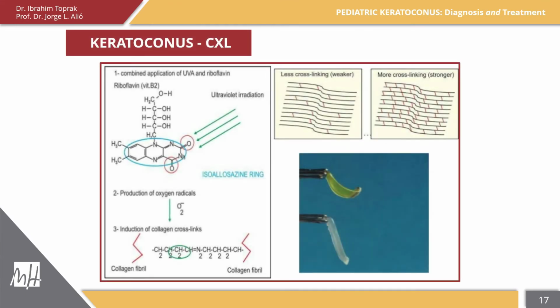What is the mechanism of action of this procedure? Combined application of UVA and riboflavin causes production of oxygen radicals in the stroma. These radicals induce collagen crosslinks between collagen fibers. More cross-linking leads to a stronger cornea. In this image, you can see a cross-linked cornea which resists gravity.